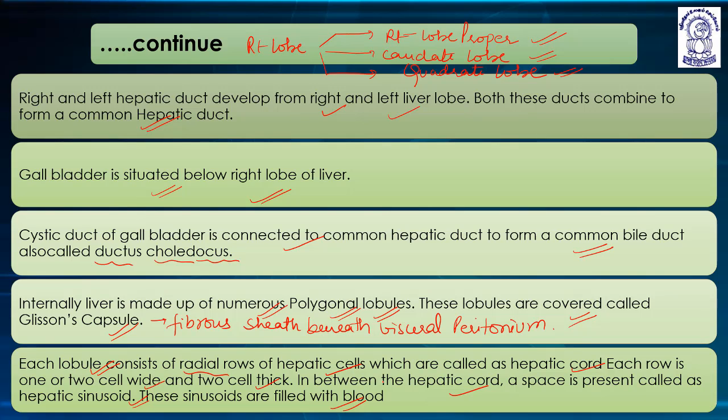So the right and the left hepatic ducts form the common hepatic duct. The common hepatic duct, along with the merger of the cystic duct from the gallbladder, forms the common bile duct, which is known as what? Ductus choledochus.